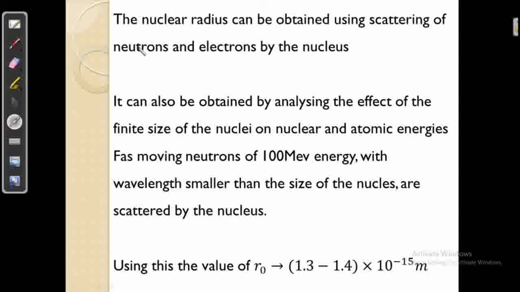The same can be done by analyzing the effect of the finite size of the nuclei on nuclear and atomic energies. We can analyze the differences in the atomic energies or the nuclear energies. Then we can find the properties or the size of the nucleus in that way.